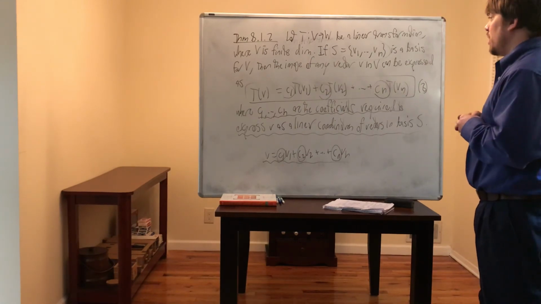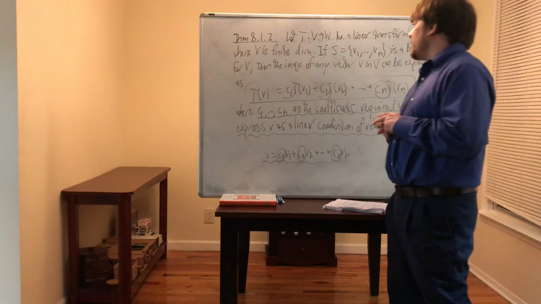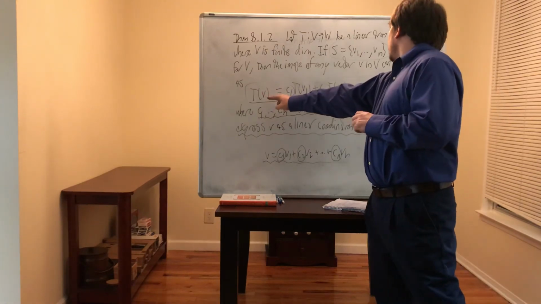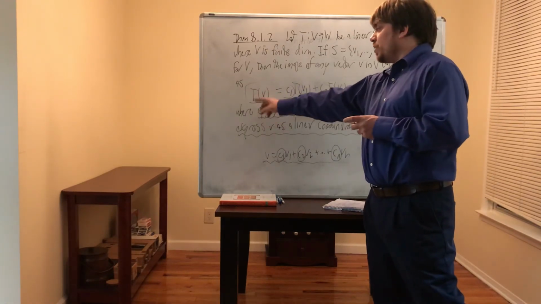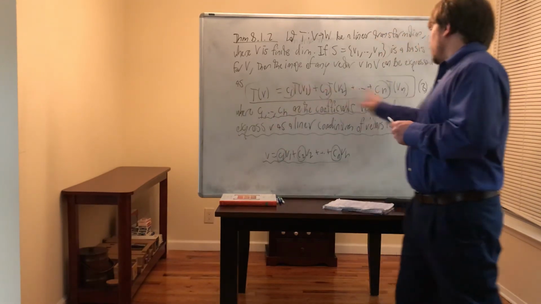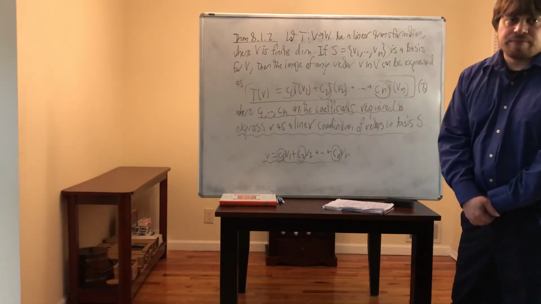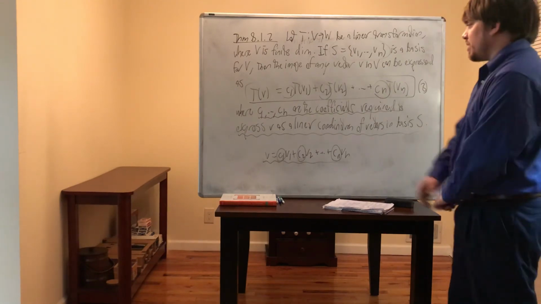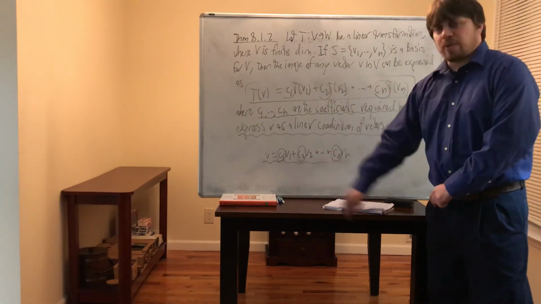Okay? So that's the conclusion, that the image of any vector little v in capital V under T, or T of V, can be expressed, or you can say T of V is equal to that. That's the conclusion. And so I'm explaining the C's in this equation are the C's in that equation.